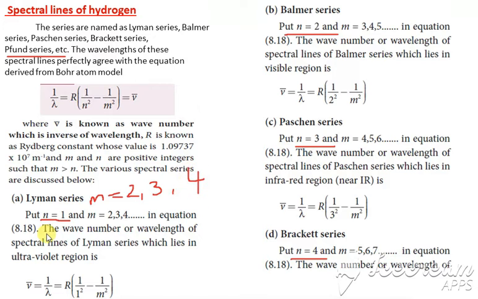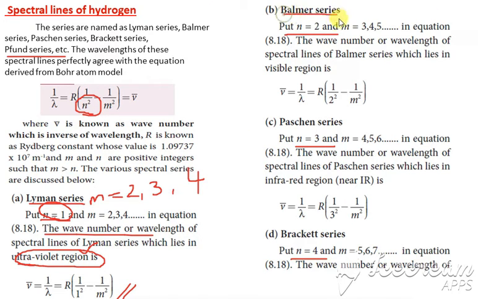The wave number always lies in the ultraviolet region for the Lyman series. And the wave number is given by nu bar, which is equal to 1 by lambda, equal to R into 1 by n square minus 1 by m square. What is the value of n here? It is 1, so we write 1 by 1 square minus 1 by m square. So this is about the Lyman series.